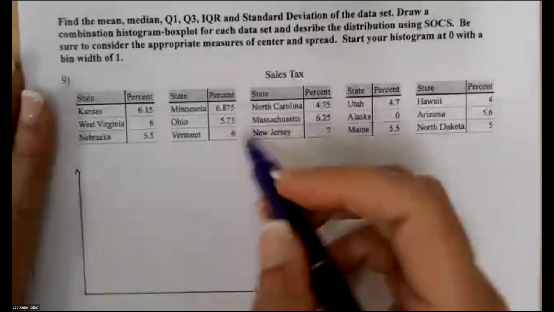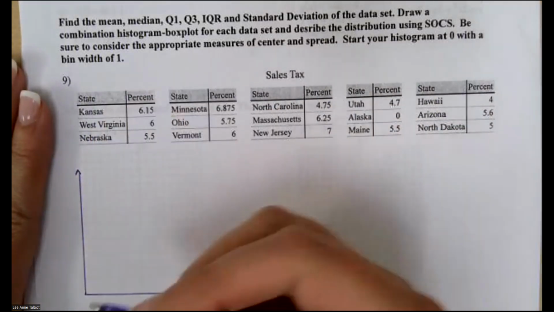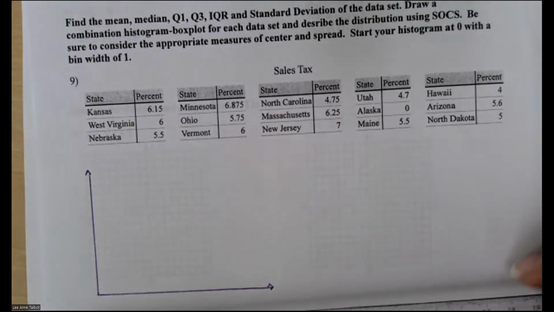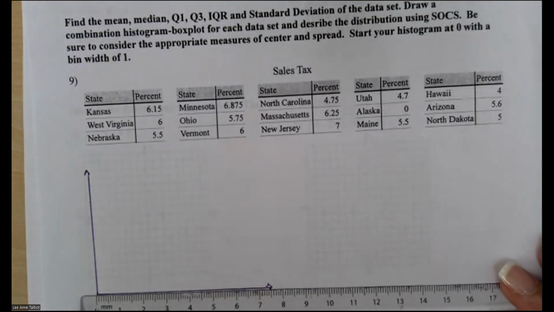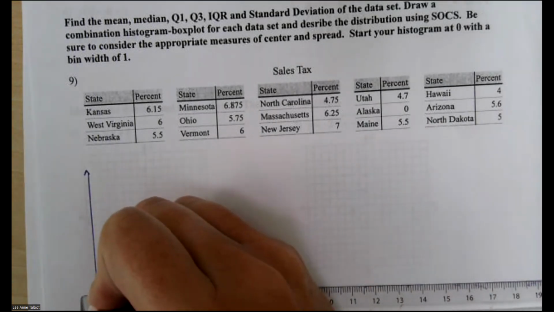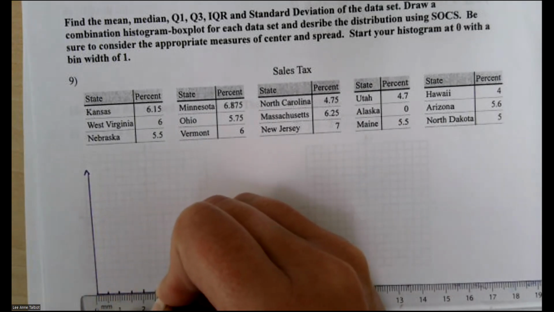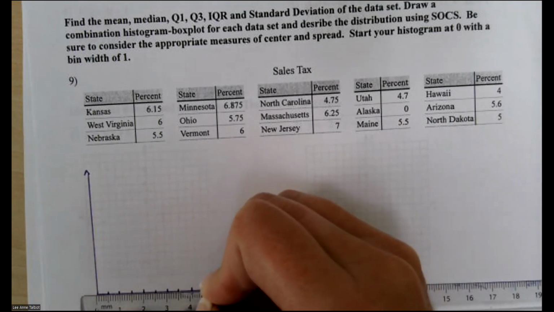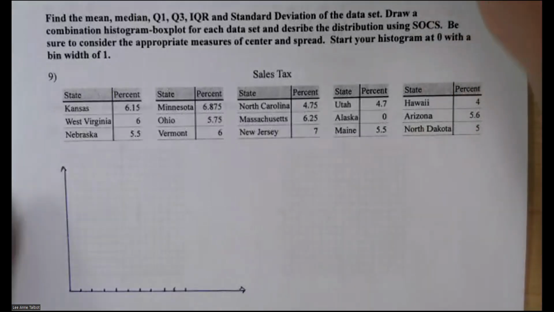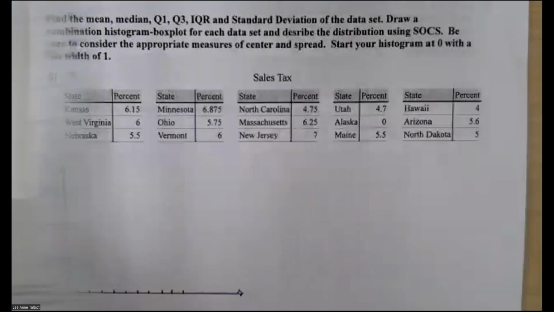Do you need to set this up? It says start your histogram at 0 with a bin width of 1. I'm a really big nerd, guys. You must know this. So what I'm going to do is mark every half centimeter so that I have equal increments. Does yours need to be as perfect as mine? No, but I'm just a nerd.